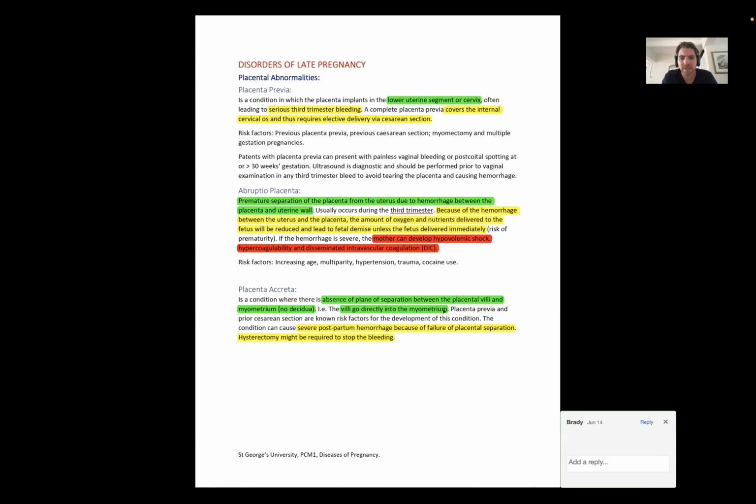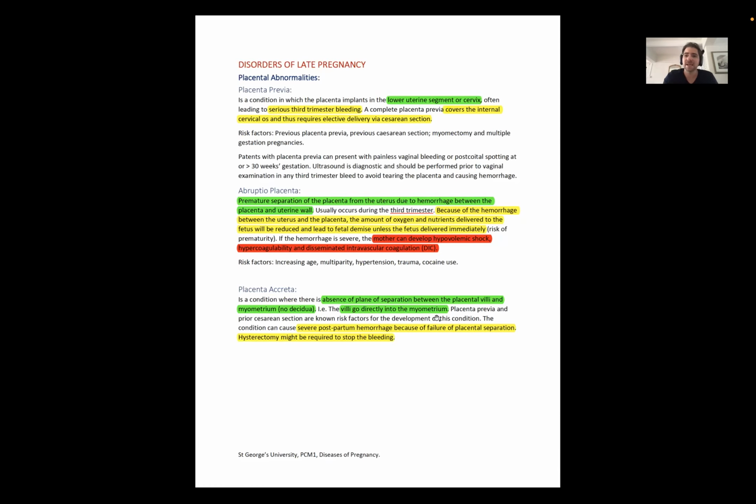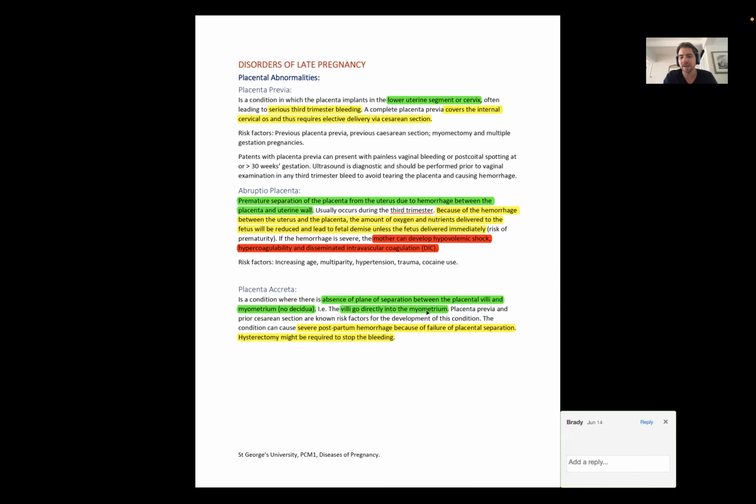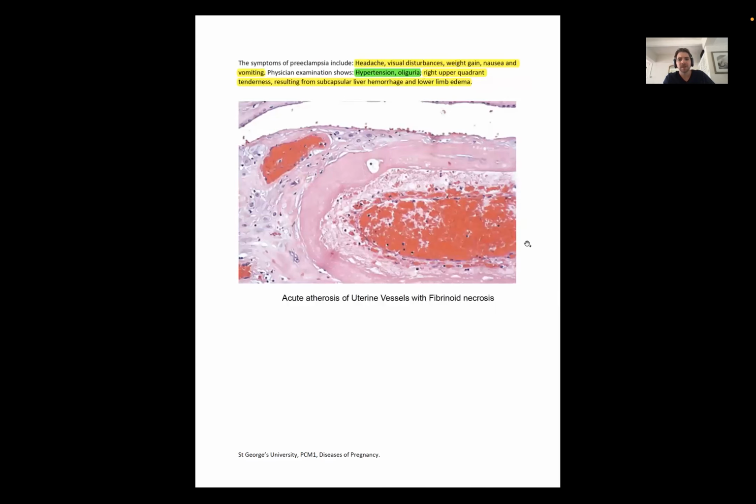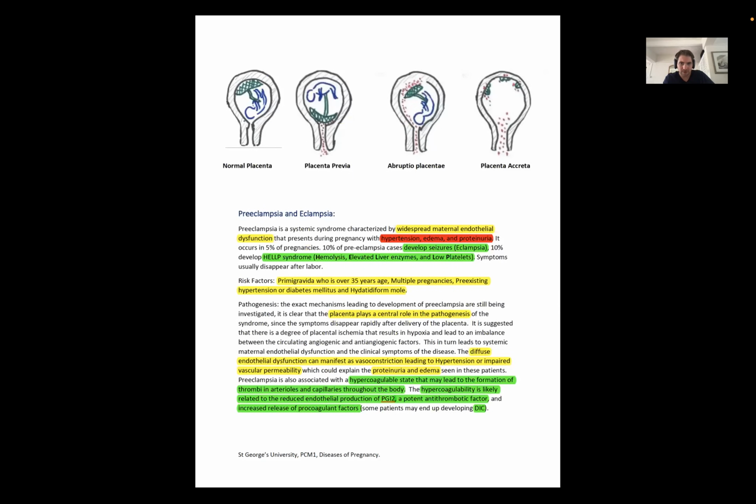Yes, the villi go directly into the myometrium. So if you get to the point of pregnancy, it's going to be hard for the placenta to be delivered because it's attached deep into the myometrium. And when it does come off and is delivered, you're at risk for bleeding after delivery, postpartum hemorrhage. So that's a big one. Just having a good definition for these would be good.